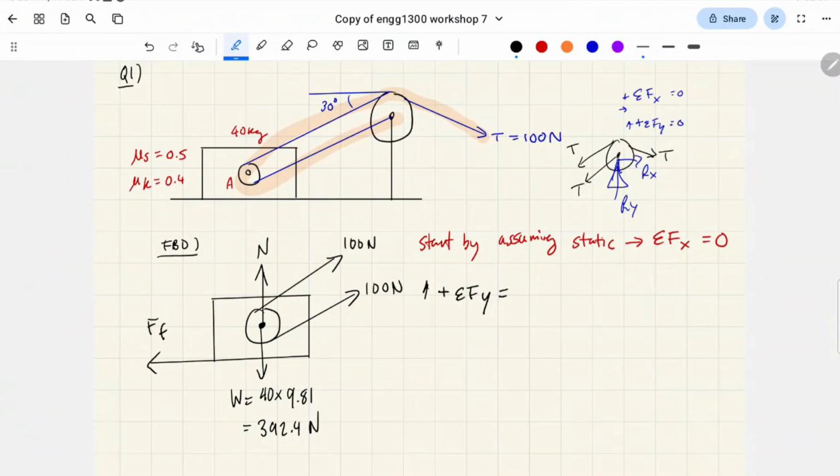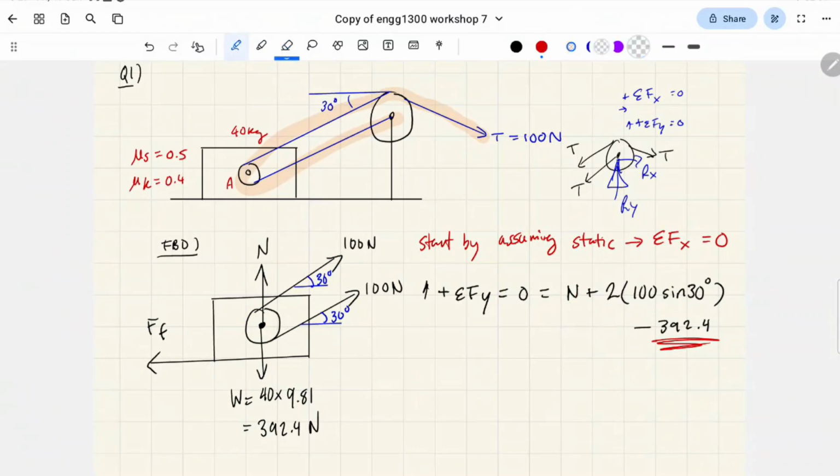So is this box accelerating up and downwards? It's not being yanked, so no. So the up and downwards forces should balance each other out, basically, right? These are at a 30-degree angle from the horizontal. So that's the weight force. That's 2 lots of the tension force. And we're solving for n, which is normal force, right?